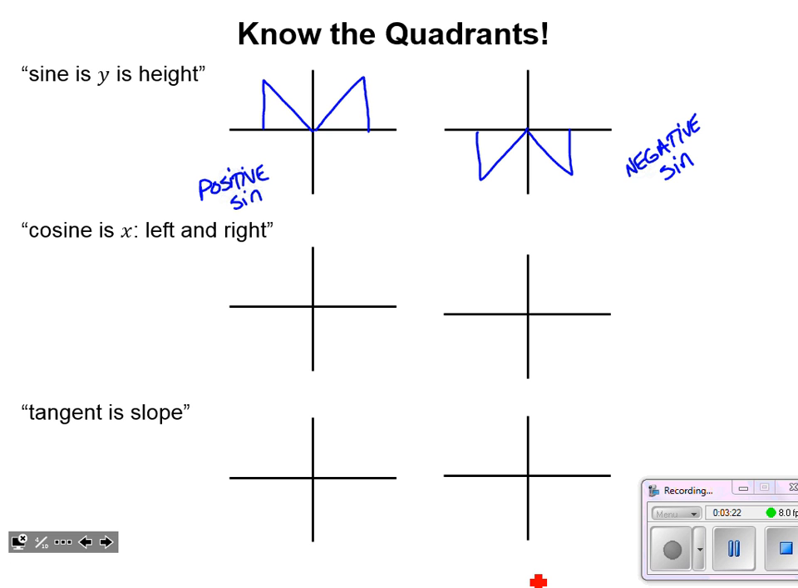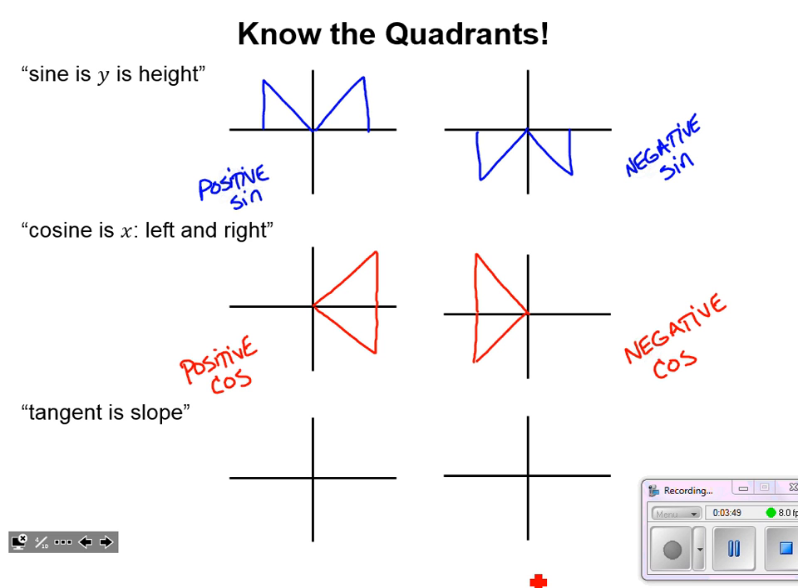All right, next, cosine is the x value. That's left and right. That's what the x-axis measures. So if we have a positive cosine, then our triangles will go off towards the positive x-axis. And if we have a negative cosine, then our triangles will go to the left. They'll go to the negative x-axis.